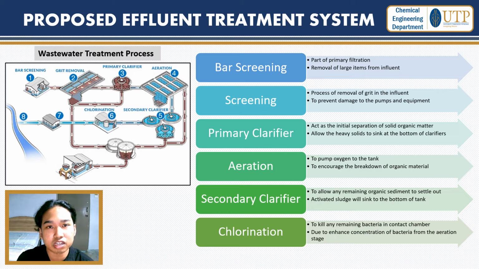And now we go to the secondary clarifier. This is to allow any remaining organic sediment to settle out. It's also for the activated sludge, which will sink to the bottom of the tank. And lastly, the chlorination functions to kill any remaining bacteria in the contact chamber. This is also due to the enhanced oxidation of bacteria from the aeration stage.